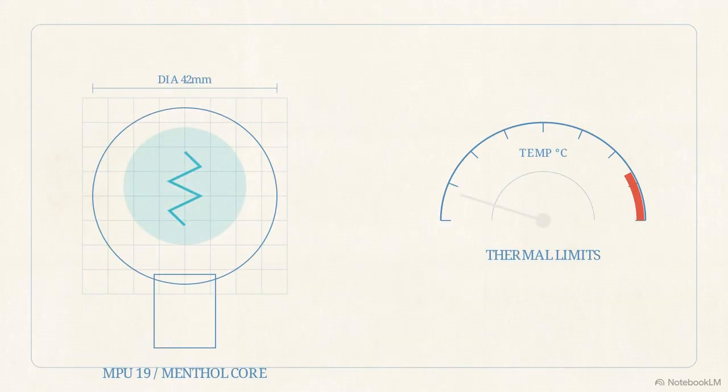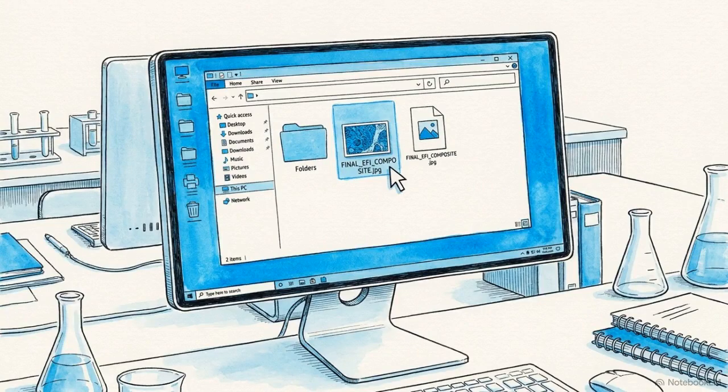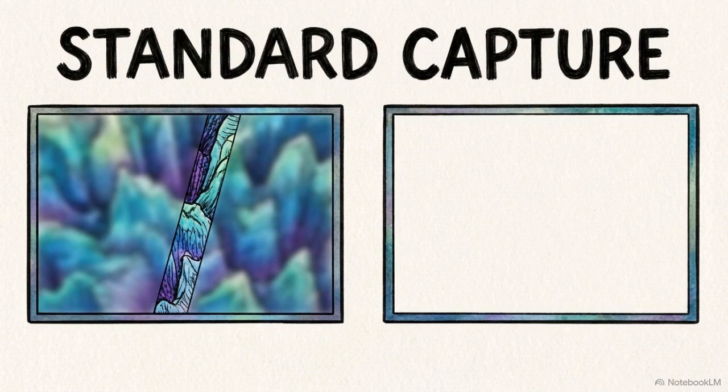This 10-minute timer is non-negotiable. The menthol component inside the bulb has strict thermal limits. Skipping this cooldown phase risks catastrophic thermal damage to the MPU-19 hardware, which turns a successful session into an expensive repair. To conclude the procedure, open your finalized, saved EFI file.